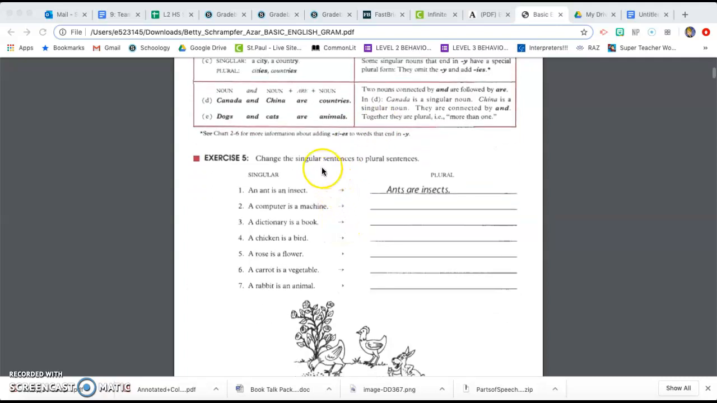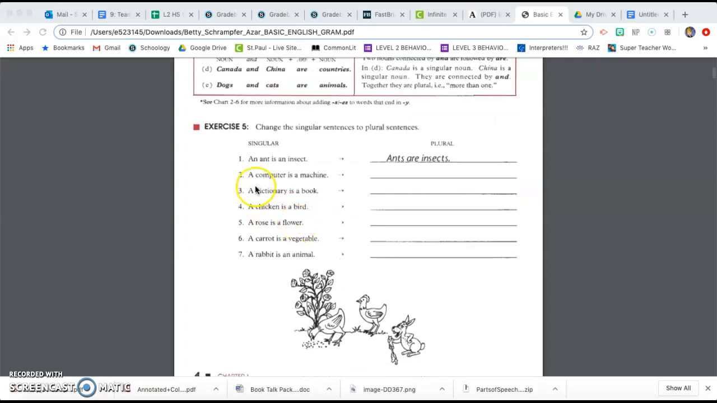Let's try changing the singular sentences to plural sentences. Here we have an ant is an insect. To make it plural, we need to take off an. We need to add an S to ants and insects and change is to are. We then get ants are insects.